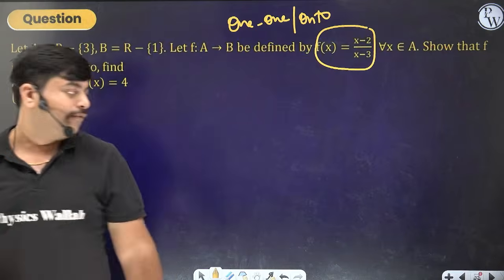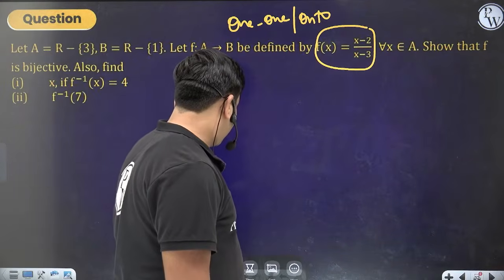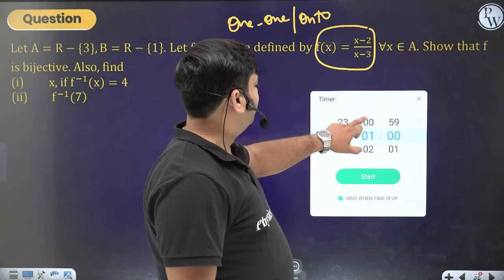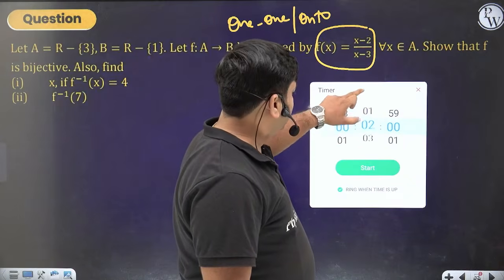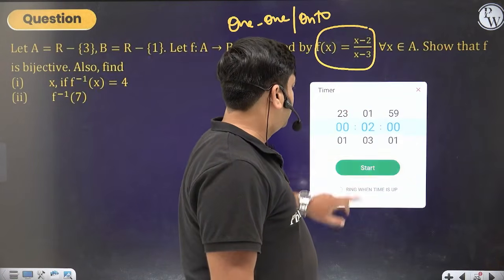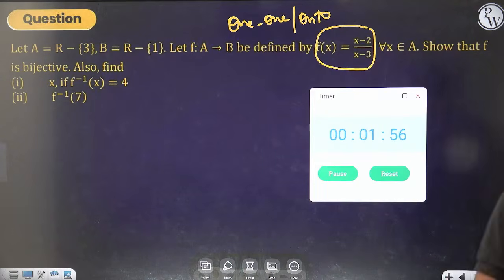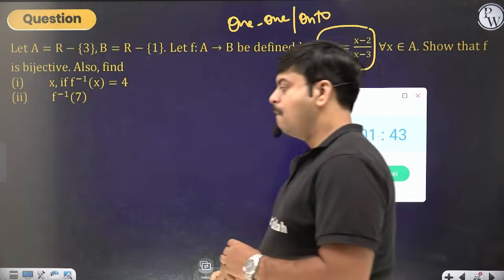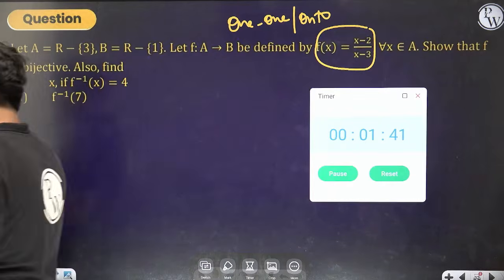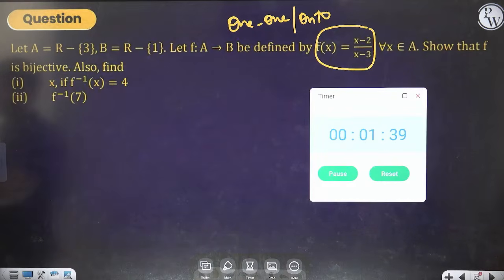I'll give you 2 minutes of time. Do it quickly. I know 2 minutes is not sufficient, but don't do it elaborately. I mean, don't write step by step now. You can write that in the examinations or later in the preparation stages. Do it fast, people.